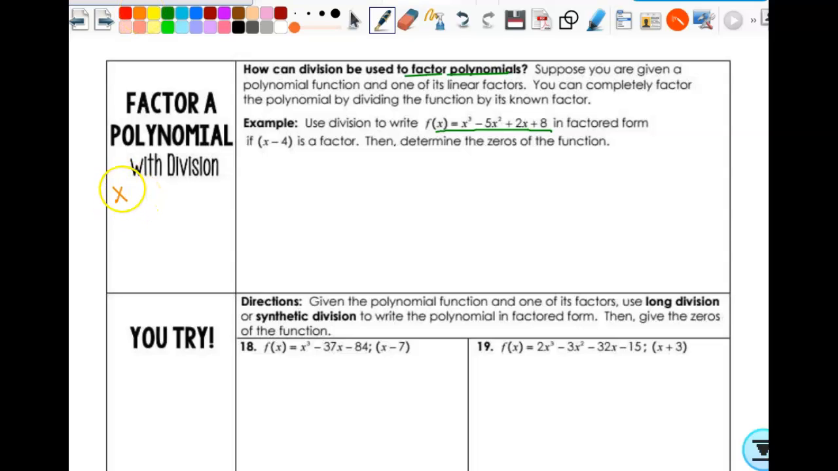So if I have x cubed minus 5x squared plus 2x plus 8, okay? I have four terms, so what process would I use here? Grouping. Okay, so I'm going to group these first two, and that'll give me x squared times x minus 5. Then I group these two, factor out a 2, and that leaves me with x plus 4.